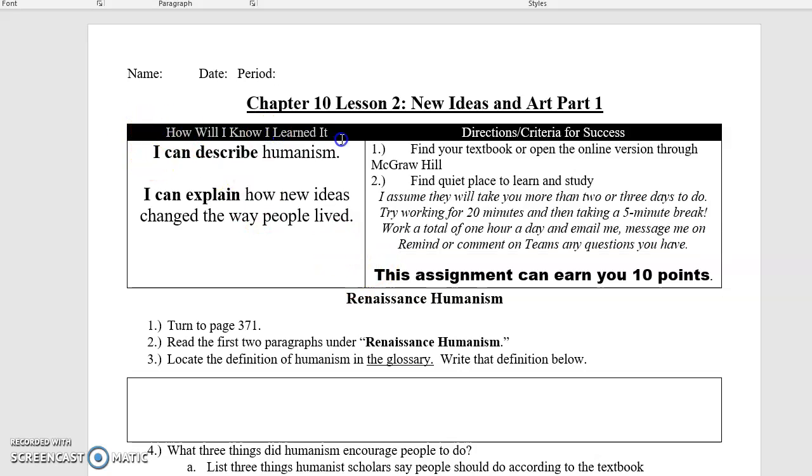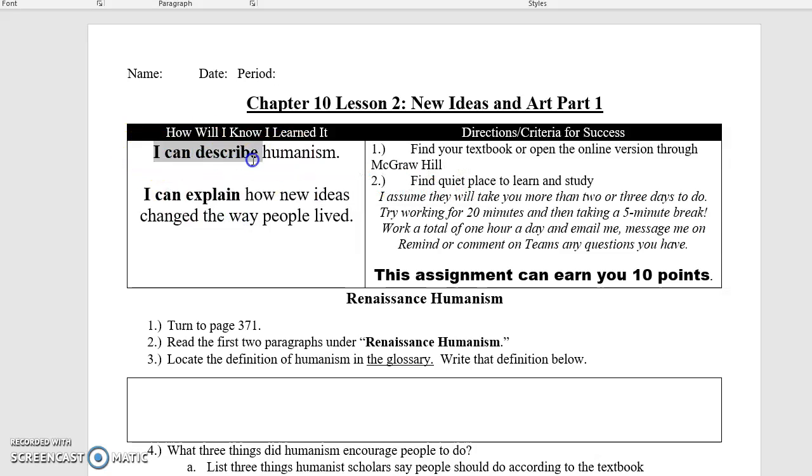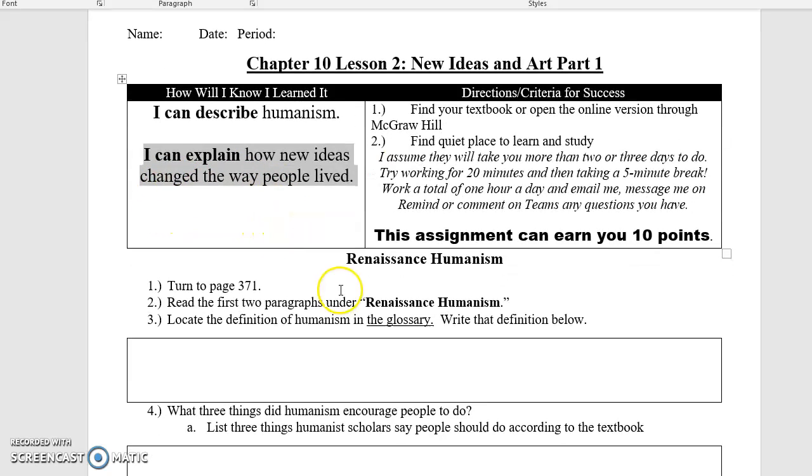And then how will you know you learned it? So your two objectives today are to describe humanism, and this is gonna be in more than one way. Like the definition's one thing, but actually as you're delving into it and digging deep into the different things they did during this time, you'll see what humanism really was about. And then also, just one of our themes that we keep coming back to this year, I can explain how new ideas change the way people live.